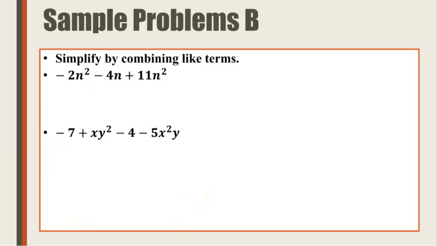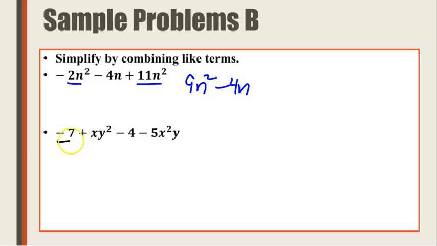The second type of problems is we're going to combine like terms. So here I got an n squared and I have an n squared here. So I can combine those. So -2n squared plus 11n squared is 9n squared. So don't change the variables or the exponents. Just add or subtract the coefficients in front. And then I have -4n. I cannot combine those because one has a square and the other one doesn't.